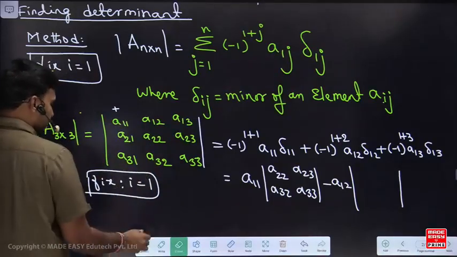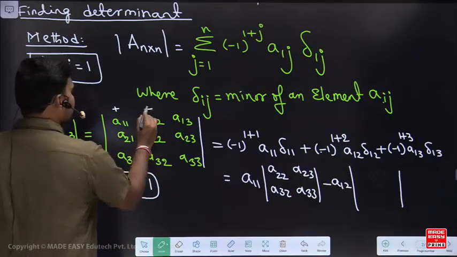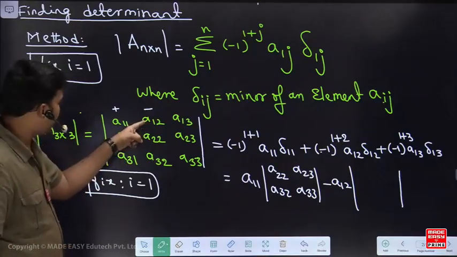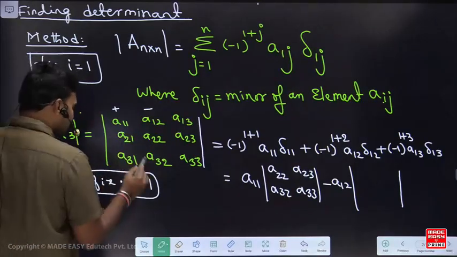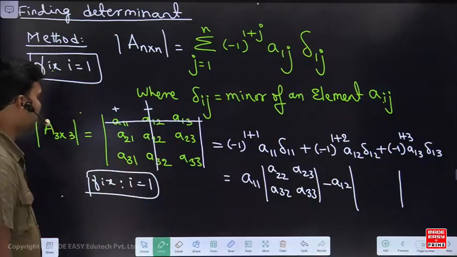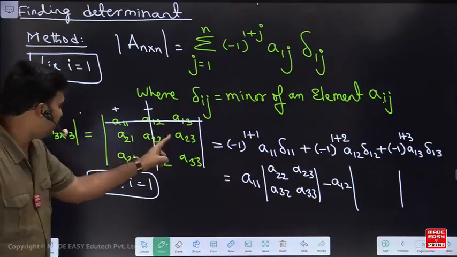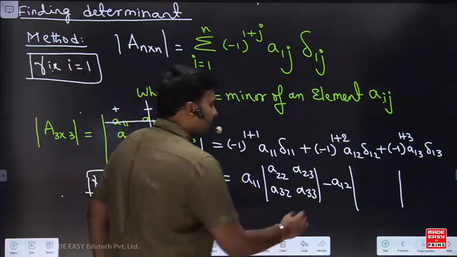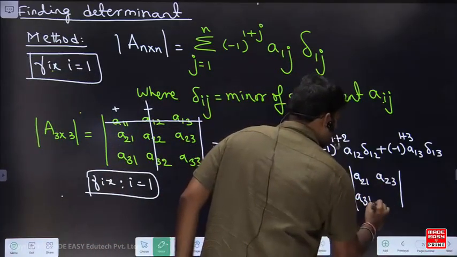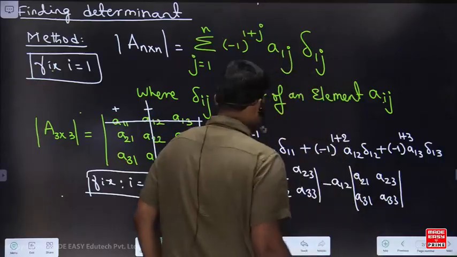Now beta, अब क्या है? So this is minus, right? Now you have to take the minor of a12. Minor of a12 means delete that row and that column of that element. So then you will have this a21, a23, a31, a33. So let's take the minor of this a21, a23, a31, a33 here, right?